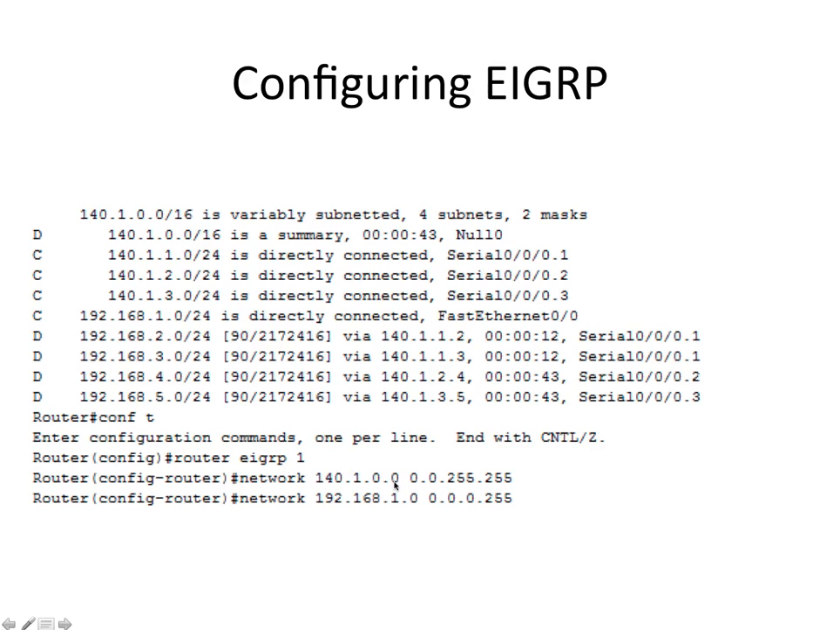There's no area with EIGRP. No need to worry about that. And I had one other connected network, 192.168.1.0, so I put that in with that wildcard mask, and that would take care of the EIGRP configuration.